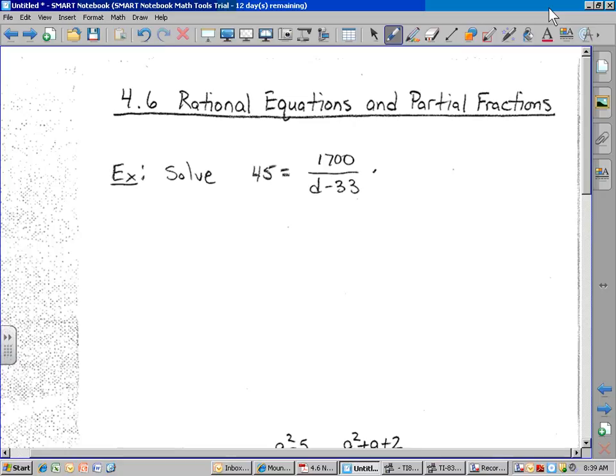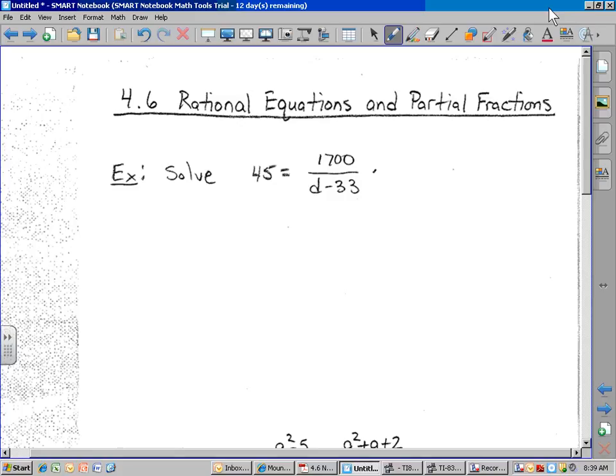Okay, we're going to do section 4.6, rational equations and partial fractions. Now, there's really no new notes that we need here. We're going to solve rational equations, and you should have done something like this before. Basically, a rational equation is just simply an equation that has a variable in the bottom of the fraction. So, to solve a rational equation, we simply just need to get rid of the fractions.